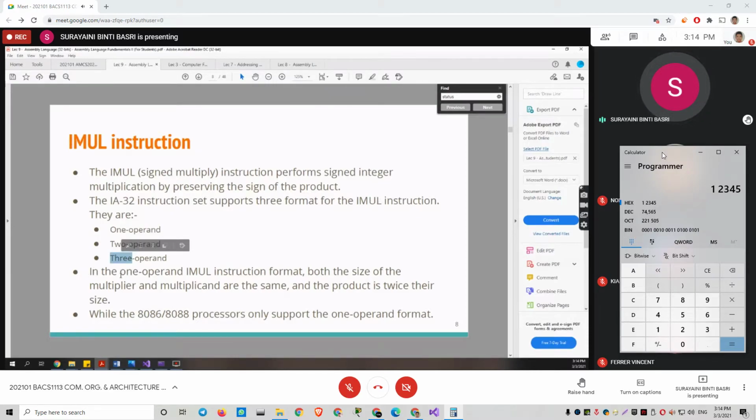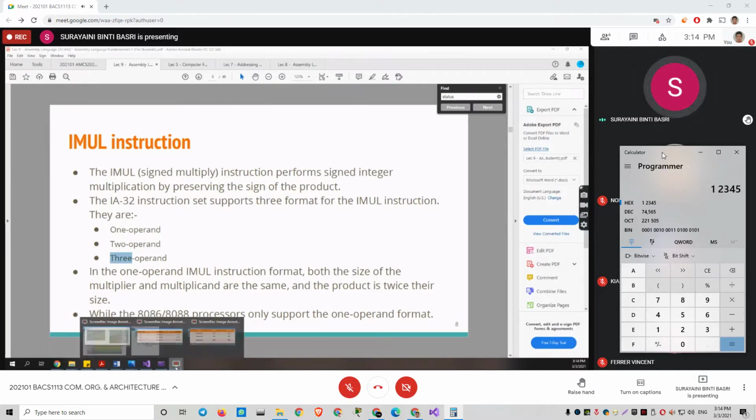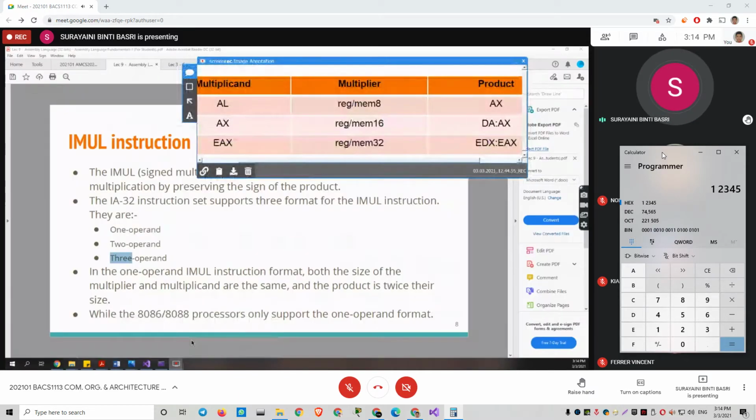Okay, so in the one operand IMUL instruction format, both the size of the multiplier and the multiplicand are the same, and the product is twice their size. So that's why this formula happens, or this default, when we multiply at bit.